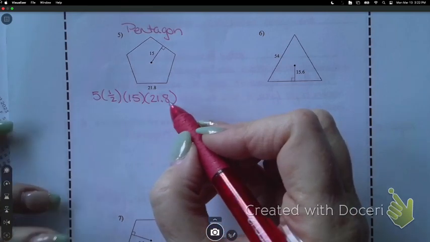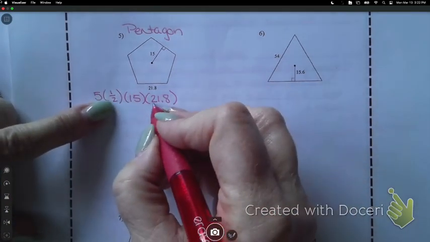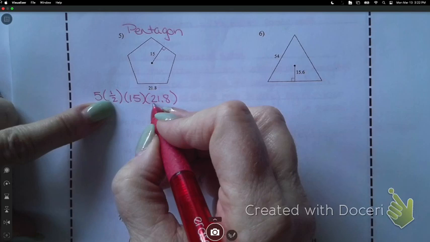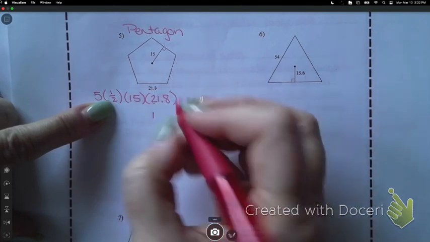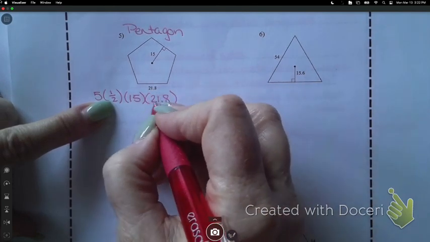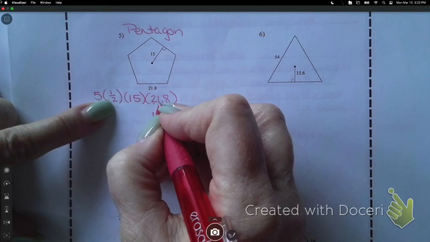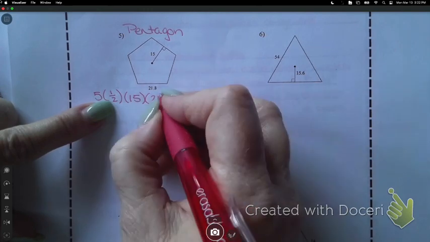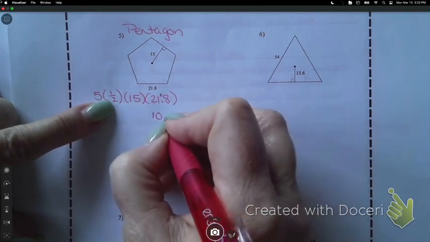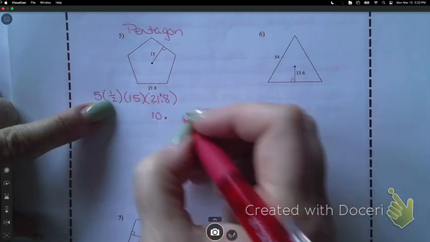Yeah. Okay, so 2 goes into 2 how many times? 1. Does 2 go into 0? Nope. So a 0. Carry a 1. So it's 10.9.